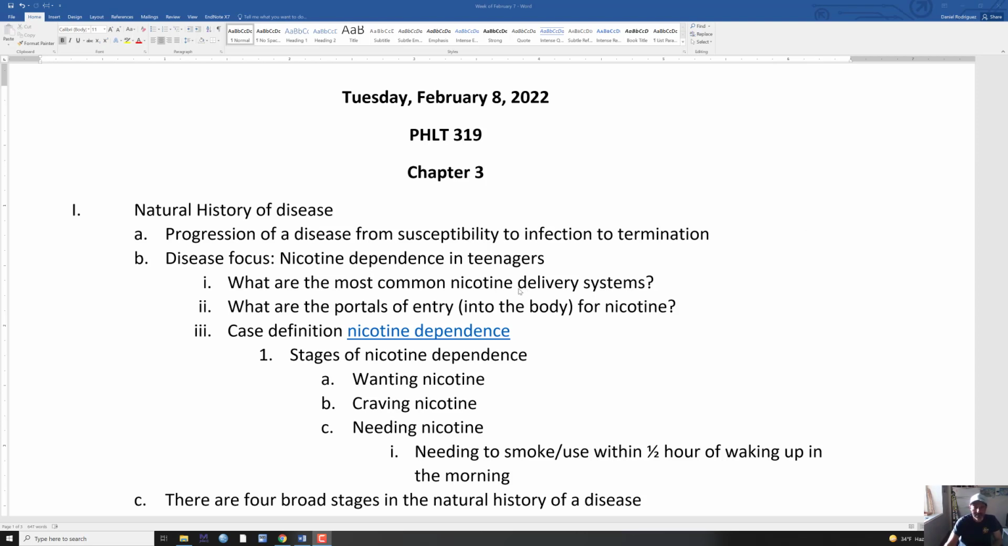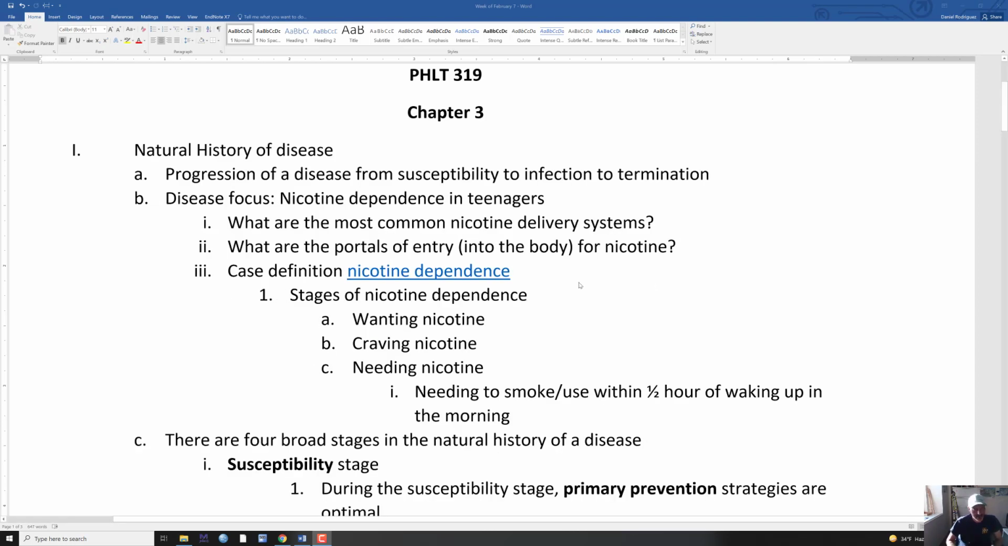What are the most common nicotine delivery systems? These are questions for you, but I can answer them as well, of course. I would think like hookah or vaping is very common now. In fact, although combustible cigarette smoking, where you burn a cigarette, used to be the most prominent form or most prevalent form of nicotine delivery, now it's declining, yet when taken together with all the different forms available, nicotine use is higher now than it's ever been. What are the portals of entry into the body?